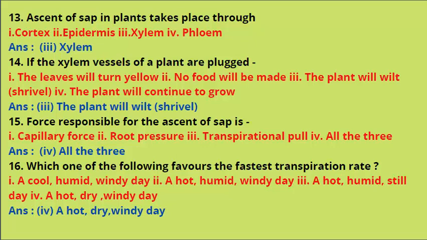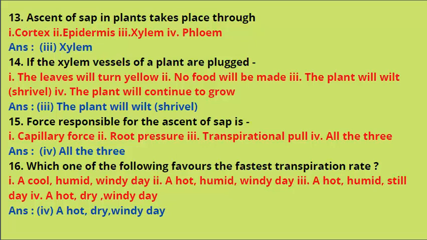Number 14. If the xylem vessels of a plant are plugged, what will happen? Options are: the leaves will turn yellow. Number 2, no food will be made. Number 3, the plant will wilt or shrivel. Number 4, the plant will continue to grow. Answer will be option 3, the plant will wilt or shrivel.